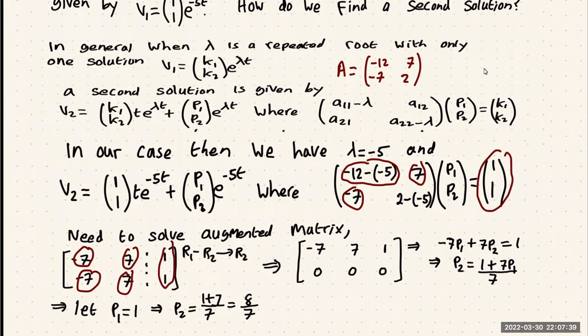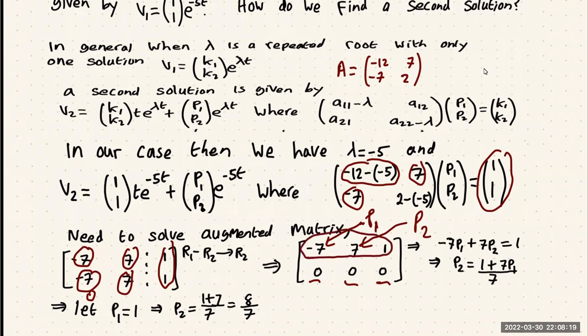Okay, so you want to make a 0 in this position here. So we're going to go row 1 minus row 2 to give a new row 2. I'm going to subtract these two. So we get a 0 in this position, 0 here, and then 7 minus 7 will be 0 here, and 1 minus 1 will be 0 here. Now we can use back substitution to solve, because this is the P1 column and this is the P2 column.